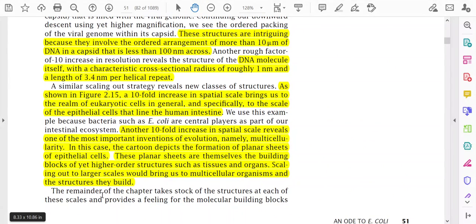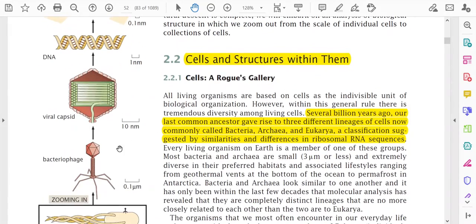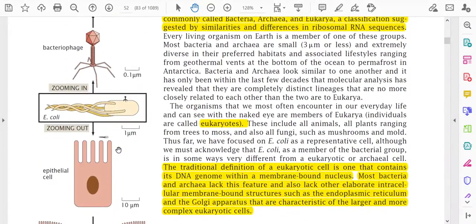That is a tenfold increase from the size of the E. coli. As E. coli is our standard, we are increasing the size of the E. coli 10 times. You see, the size of the E. coli is 1 micrometer. This E. coli cell resides in the epithelial cell. You see the small E. coli cell residing in the epithelial cell. So the size of the epithelial cell is roughly 10 micrometers. If the E. coli cell is 1 micrometer, then the epithelial cell is 10 micrometers.